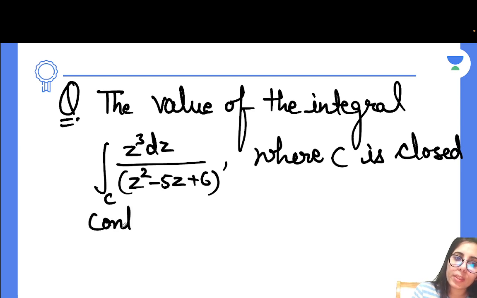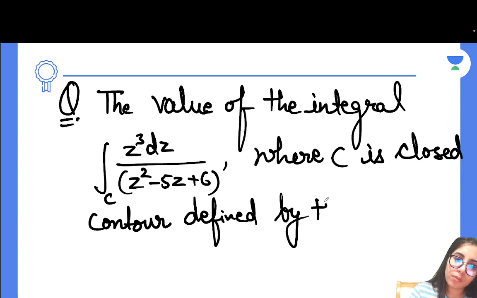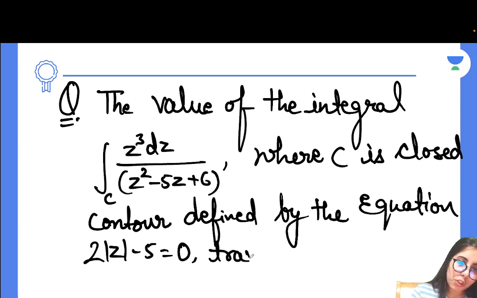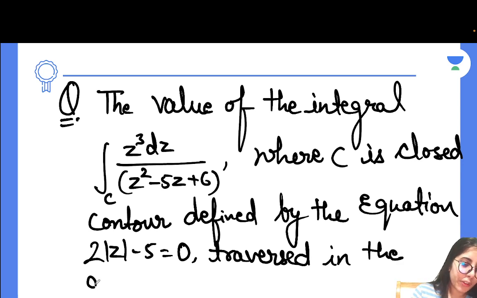But if it is open, then what you will do, I'll be talking about that in the upcoming sessions as well, by taking examples. The contour is defined by the equation 2 mod z minus 5 is equal to 0, traversed in the anti-clockwise direction. Wow, they have given you the direction too, guys. They made it easy for you.